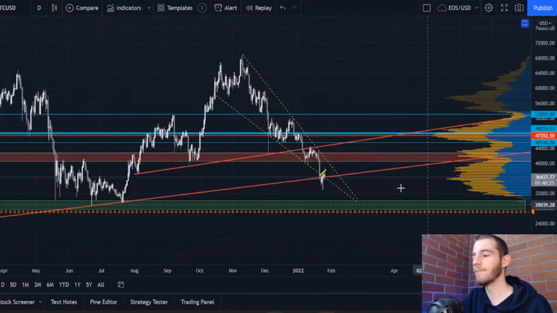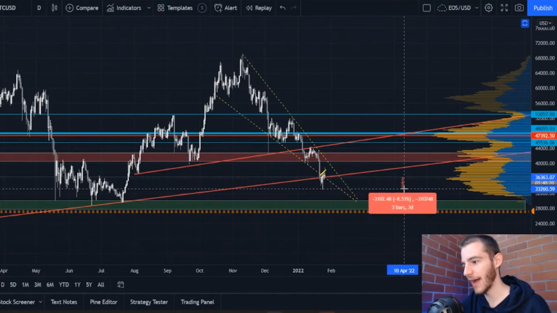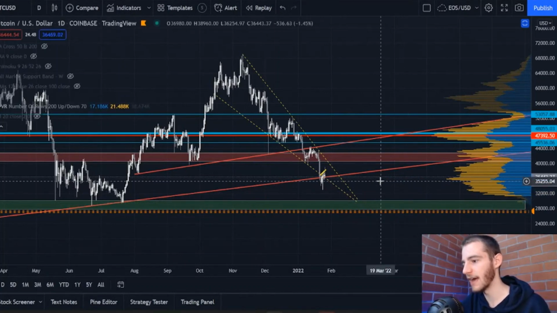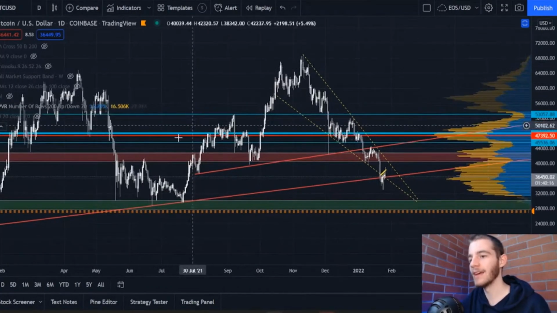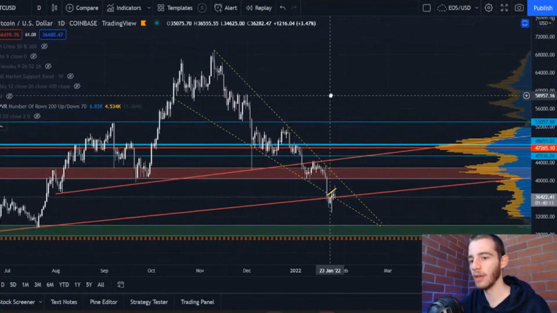It might not sound big, but these numbers are kind of deceiving. If we close below 36K, I'm saying we're going to have a 20% drop to 30K. That is a significant claim to make, right? That's not just a kind of like, it could happen, could not happen. A 20% drop is a large drop.